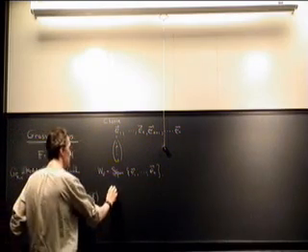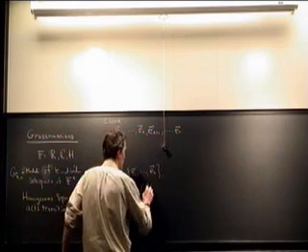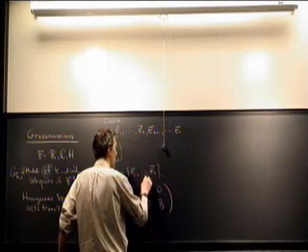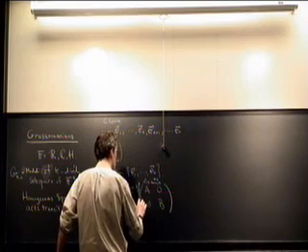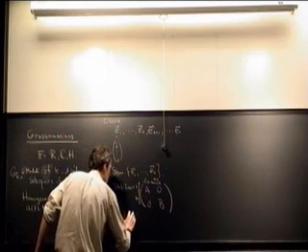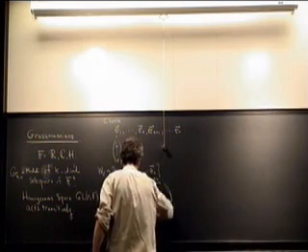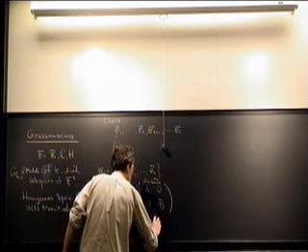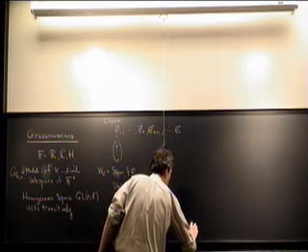Well, the stabilizer will be matrices that look like this, where this block is k by k, and this block is n minus k by n minus k. Okay, so it's clear that as a homogeneous space, the Grassmannian of k-planes in n-space is GL_n divided by GL_k times GL_{n-k}.